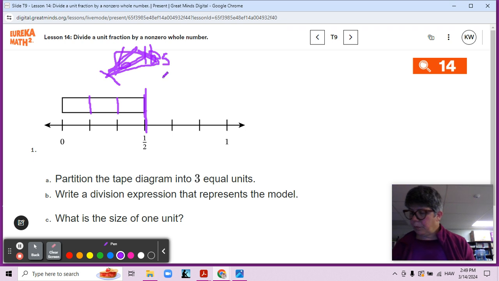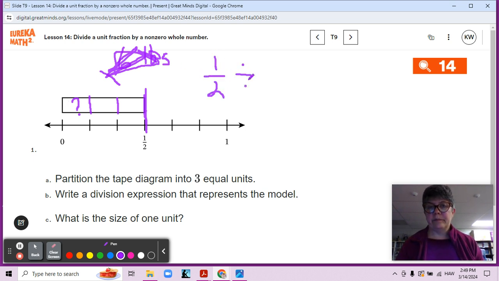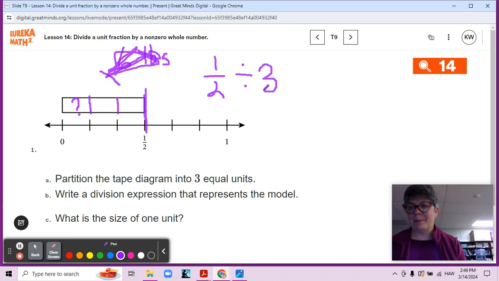Now, to find the value of 1 unit, how can we show that in our tape diagram? Let's label this 1 unit with a question mark. All right, make sure you're getting all this done in your book. And that is what we don't know, our 1 unit. What division expression can we write to represent the value of the unknown, or this 1 unit? That would be 1/2 divided by 3. Just like our bird seed problem that we were working on, we have 1/2 and we're cutting it into 3 parts.